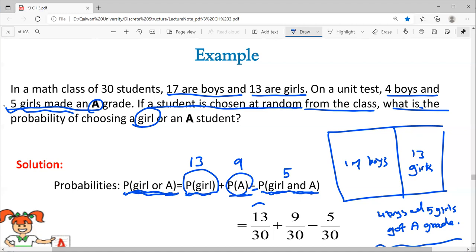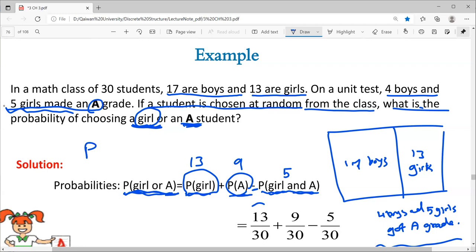Among these 9 students, 5 of them are girls. Okay, so in this question, it says, what's the probability of choosing a girl or an A student? We have 2 events. That's either girl or A student. So you have these 2 events. The event of girl, the student A.